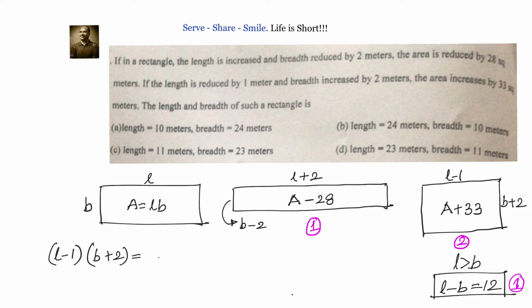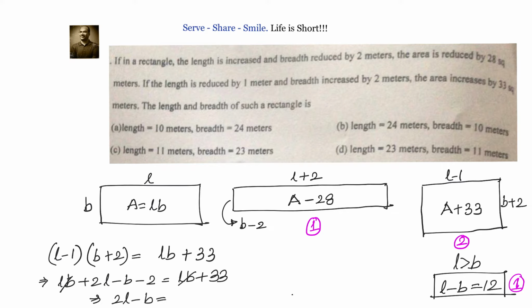That equals the area LB increased by 33 square units. So LB plus 33. Let's open the brackets. We'll have LB plus 2L minus B minus 2 equals LB plus 33. We can cancel LB and LB. What we will have is 2L minus B equals 35. Now 2L minus B equals 35 is our second condition. So we have two conditions now. We have to solve them so that we can get the values of L and B.